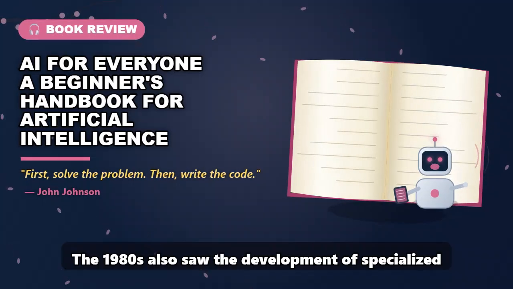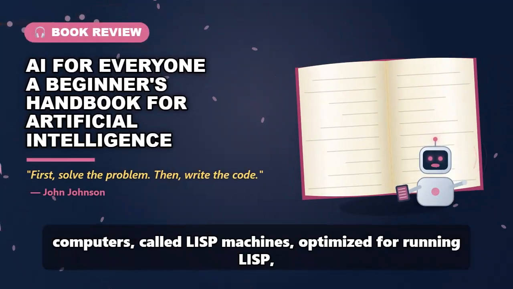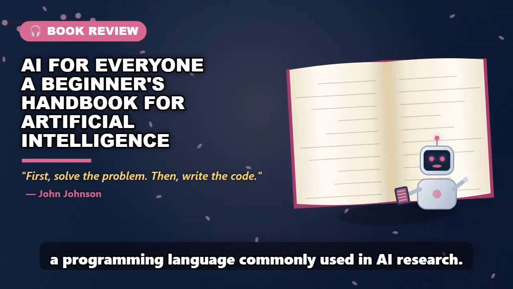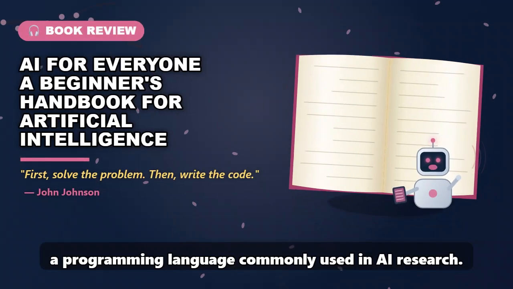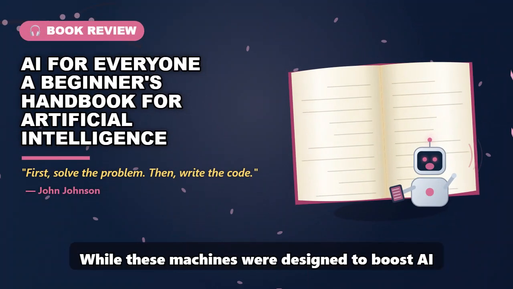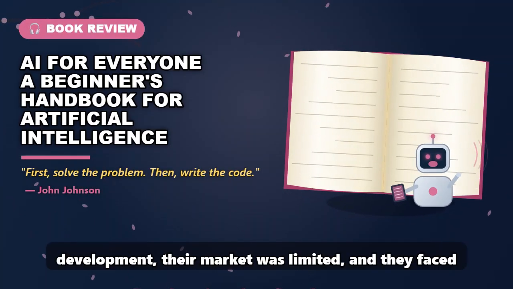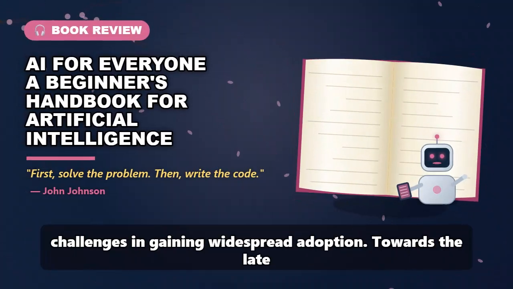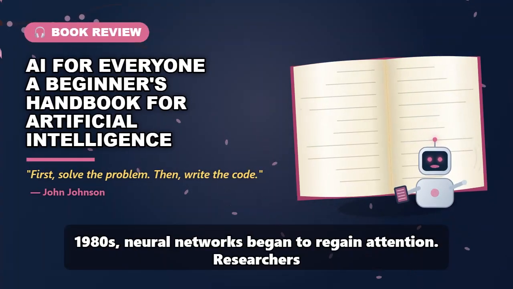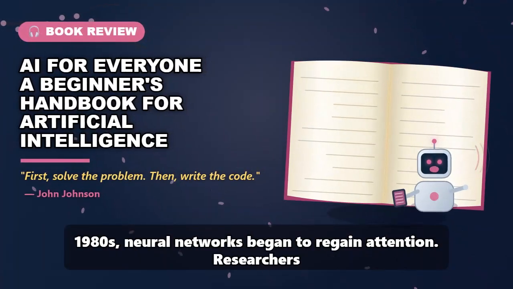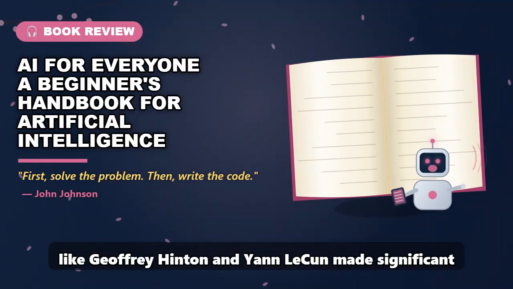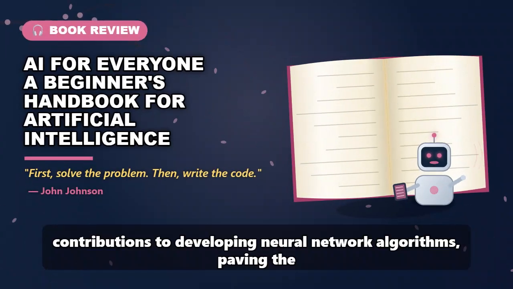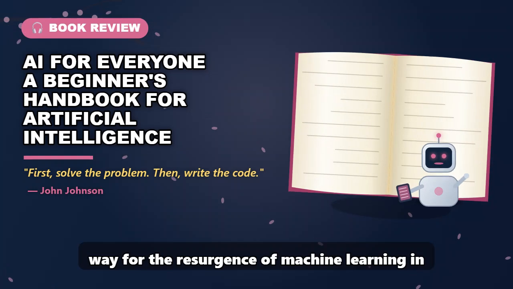The 1980s also saw the development of specialized computers, called Lisp machines, optimized for running Lisp, a programming language commonly used in AI research. While these machines were designed to boost AI development, their market was limited, and they faced challenges in gaining widespread adoption. Towards the late 1980s, neural networks began to regain attention. Researchers like Geoffrey Hinton and Yann LeCun made significant contributions to developing neural network algorithms, paving the way for the resurgence of machine learning in the following decades.